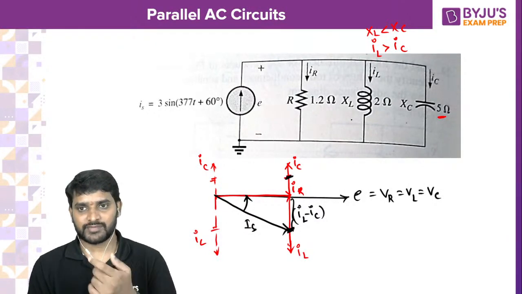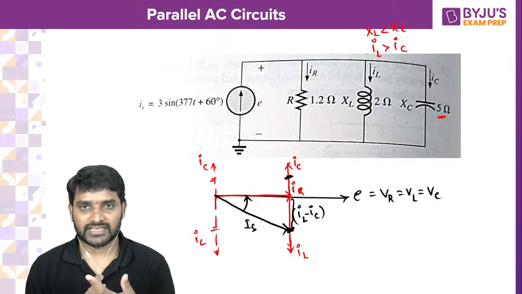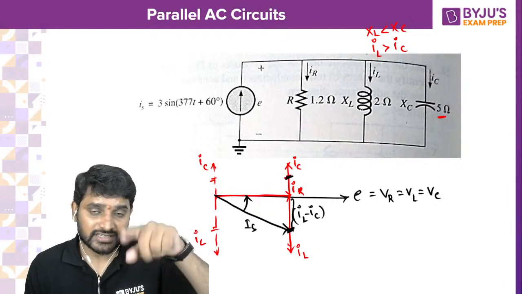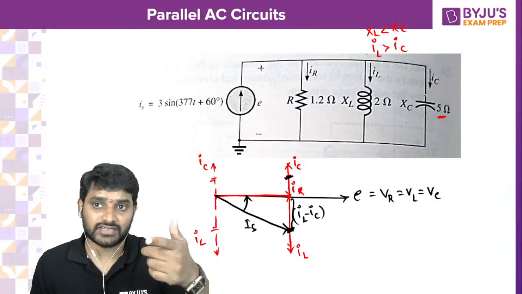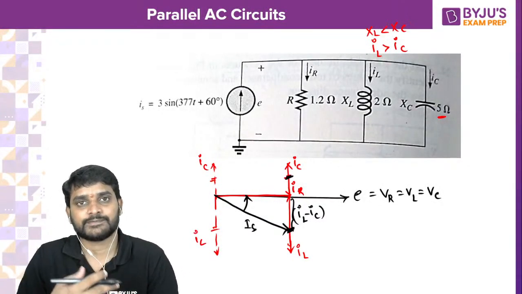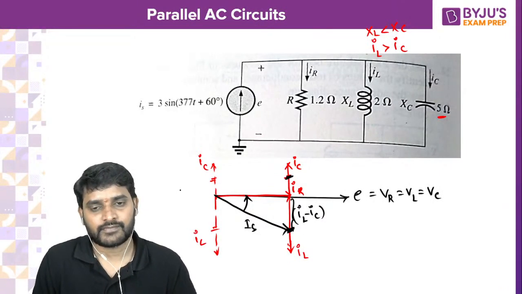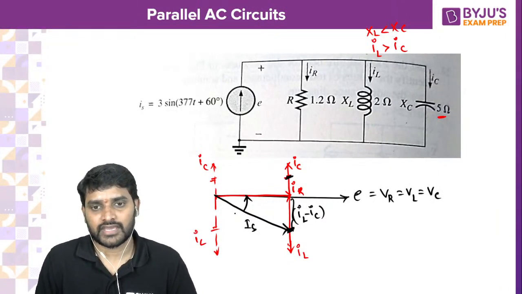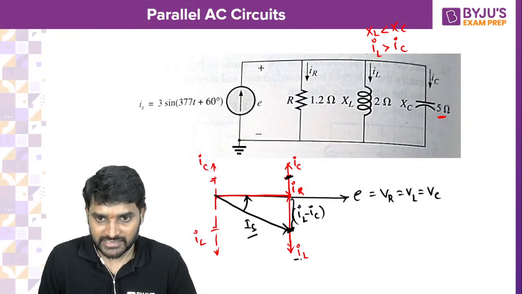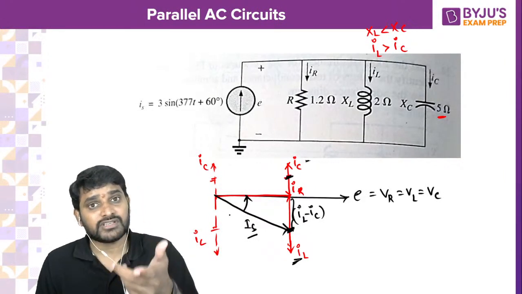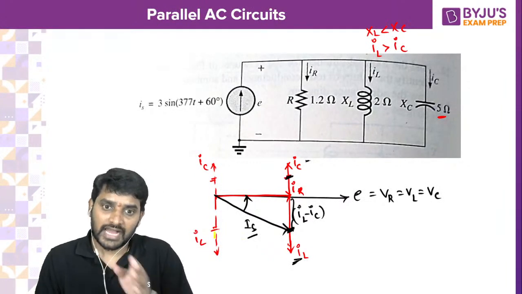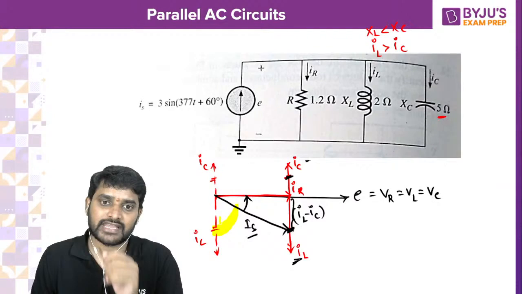Why? Because inductive reactance is 2 ohms and capacitive reactance is 5 ohms. But here the inductive nature is going to draw larger current than the capacitive current. According to that, I can say the dominating nature is inductive, so the current lags the voltage. Okay. So this is the source current, this is IL minus IC, this is IL, and this is IC. If you see from the source current, IL is lagging with respect to IS by some angle.